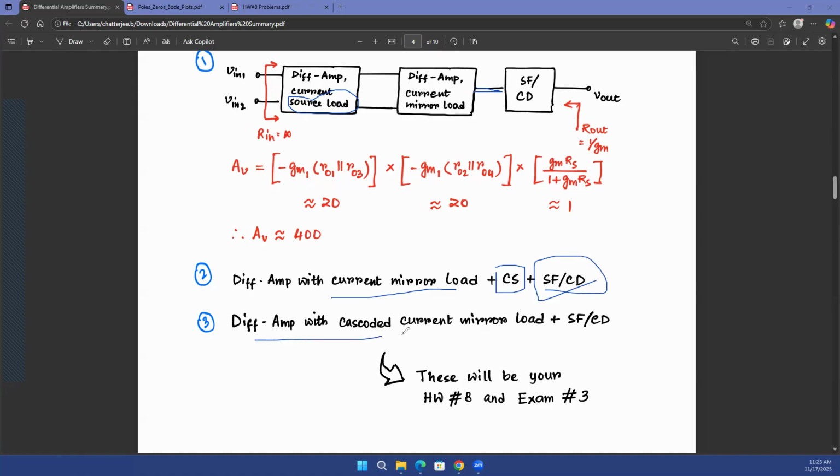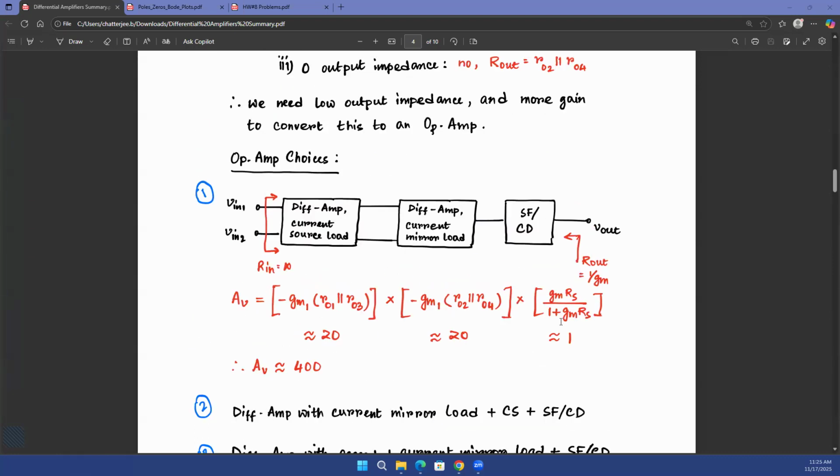You can also have diffamps with cascoded current mirror load. We briefly talked about this. Again, this is a more advanced concept taught in analog IC 1, that if you want to increase the gain of the single stage amplifier, you can have a cascoded amplifier, and in that case, you can increase the gain even further. Remember that in your homework 8 and also in your final exam, you will be asked to solve some sort of a problem related to the op-amp design. Of course, when you solve homework 8, you'll get a very good idea about how to solve that.